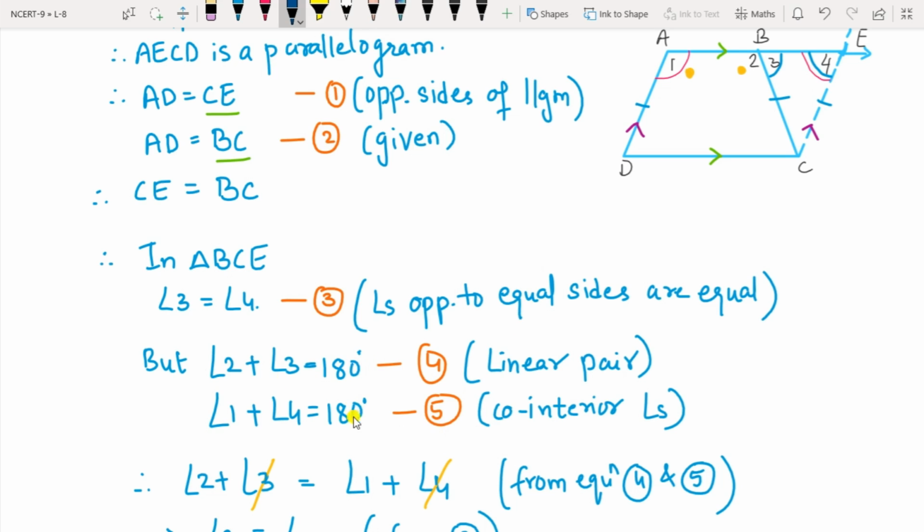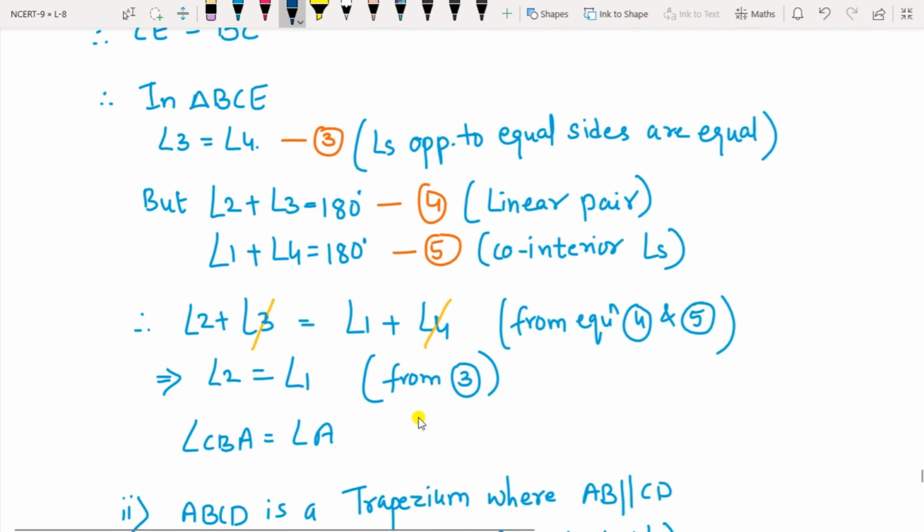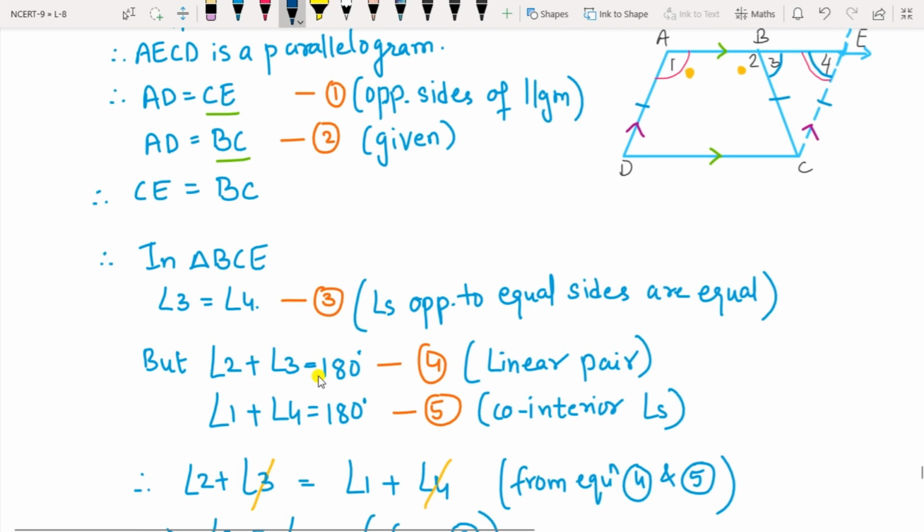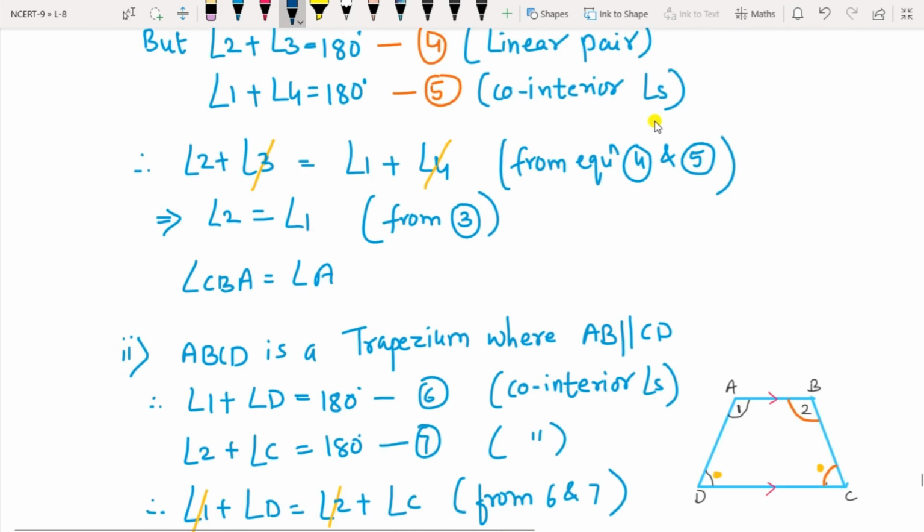Now since the right hand side is equal, the left hand side will also be equal here. So equate equation 4 and 5. Okay, now since 3 is equal to 4 from the triangle, you can cancel 3 and 4, that gives you angle 2 equal to angle 1. So angle 2 will be equal to angle 1. Now angle 2 is angle CBA, which will be equal to angle A here. Okay.